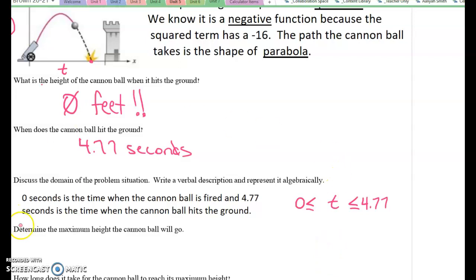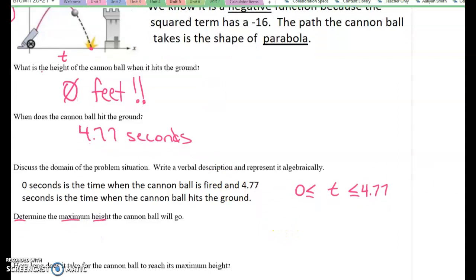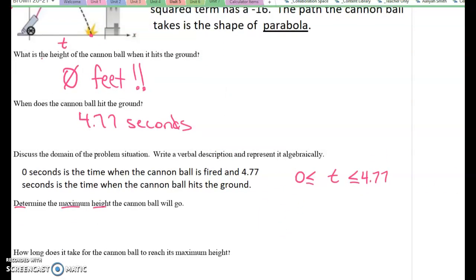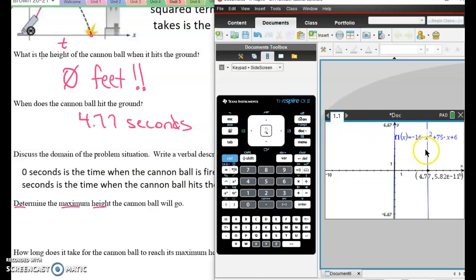All right, so now we have to determine the maximum height that the cannonball will go. What's great is our calculator is going to help us with that too. All right, so let's go back to our calculator. I want the maximum height. Let's analyze this graph and see if we can see anything there. Remember, we can hit buttons on here. I have yet to see a calculator blow up when you hit buttons. Escape works great whenever you get somewhere and you don't know what to do there.